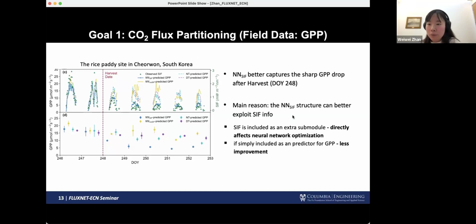sharp drop. And we think this better performance is not just because we include SIF, it is also related to how we include it. Here, SIF is included as an extra module in our machine learning algorithm, which means it can directly join the optimization of our model and directly inform the model parameters. We also did a quick test by simply including SIF as a predictor for GPP, but we found less improvement in capturing those more subtle changes within a short time period.